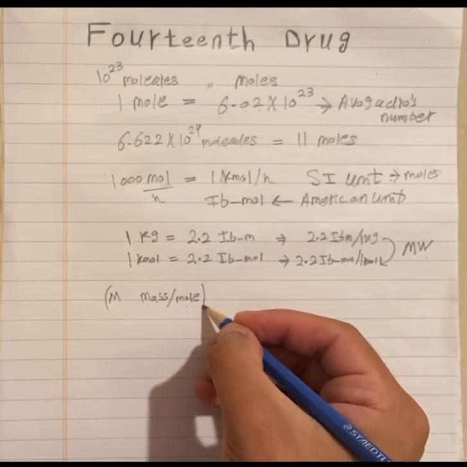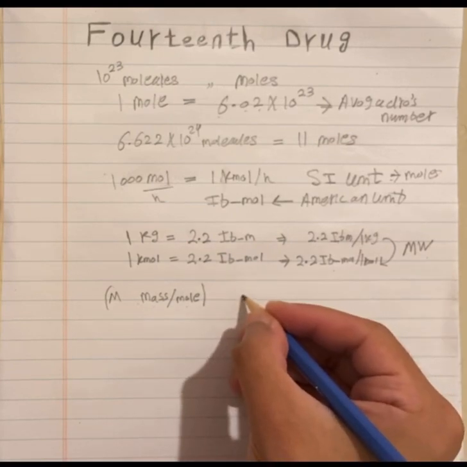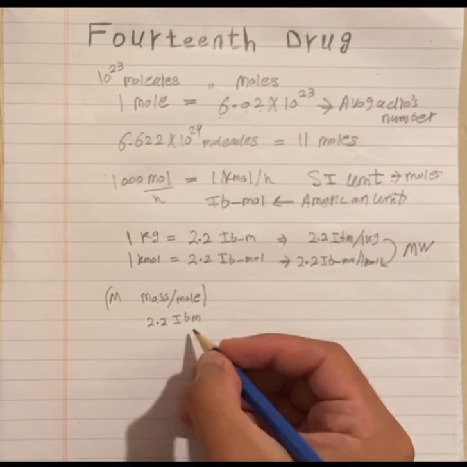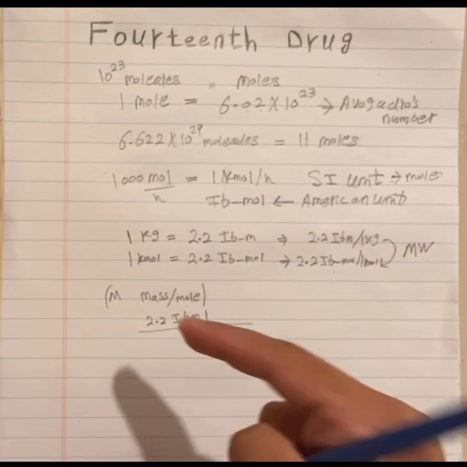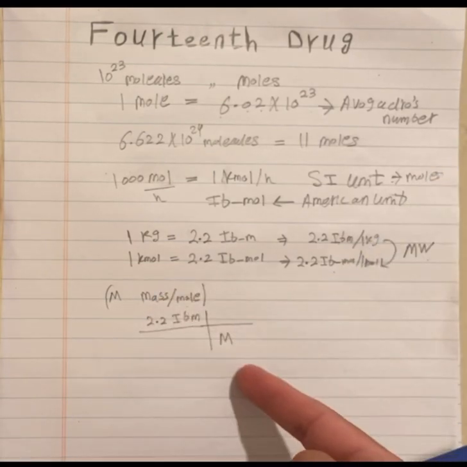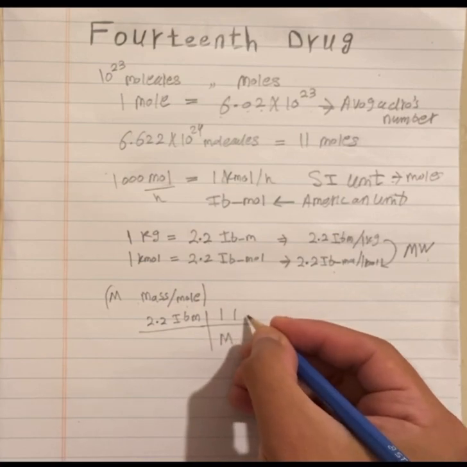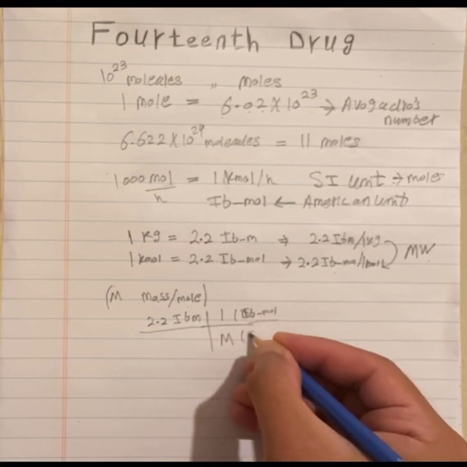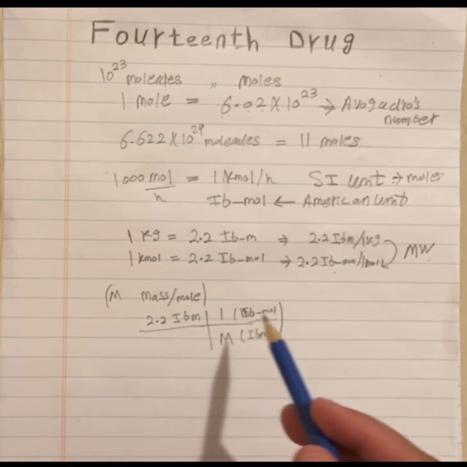If I want to get from pound mass to pound mole, I write 2.2 pound mass, and then if this is an American system, this M will be here. I want to take the reciprocal because I want the unit of mole per mass to cancel mass with mass. This 1 over M will have the unit of pound mole divided by pound mass. This is the conversion between 2.2 pound mass to pound mole.